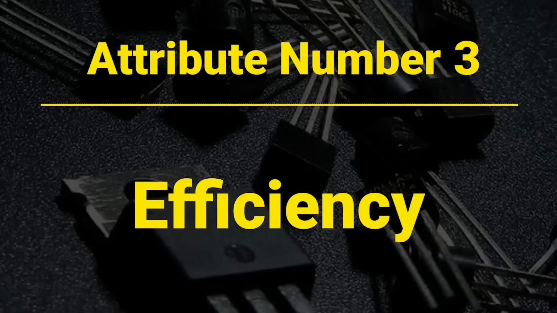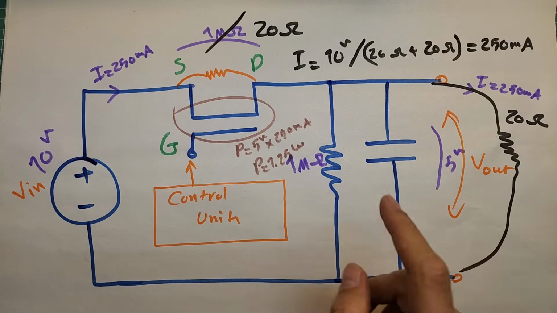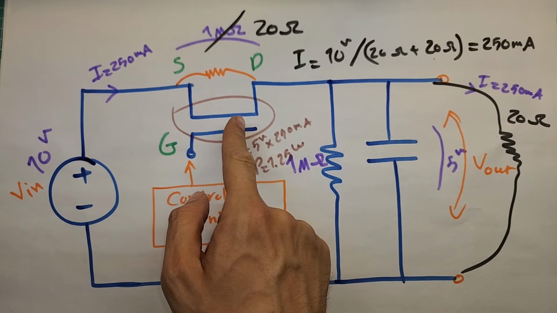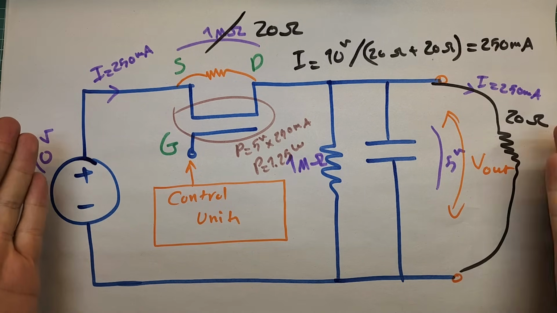Anyway, the next attribute is attribute number 3, efficiency. Efficiency is the percentage of the input power that the regulator converts to usable output power. It is obvious that a higher efficiency is better, right? Especially for a battery-powered application. Linear regulators are not very efficient because of the power dissipated at this resistor simulator, especially when the input voltage is much higher than the output voltage.